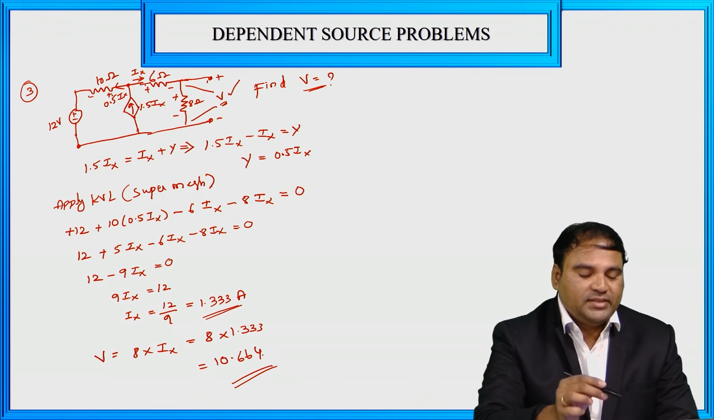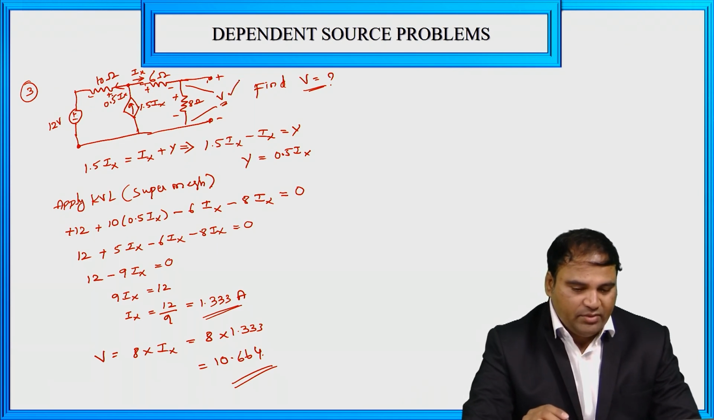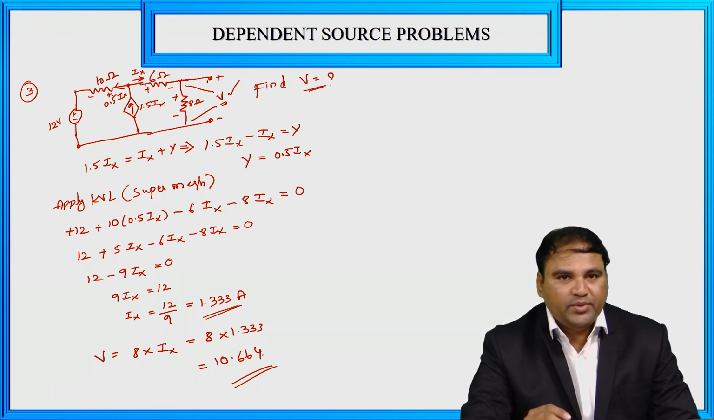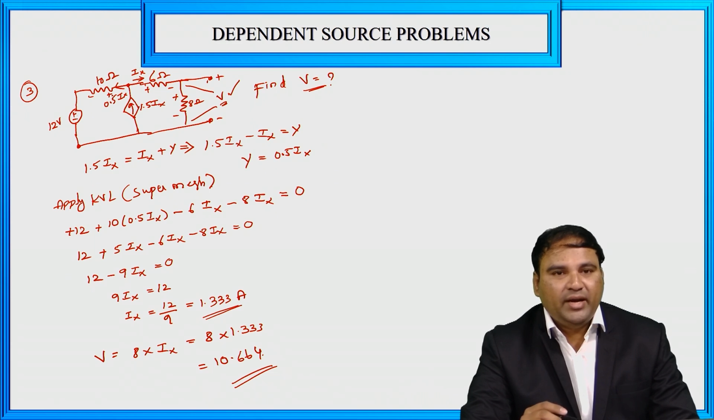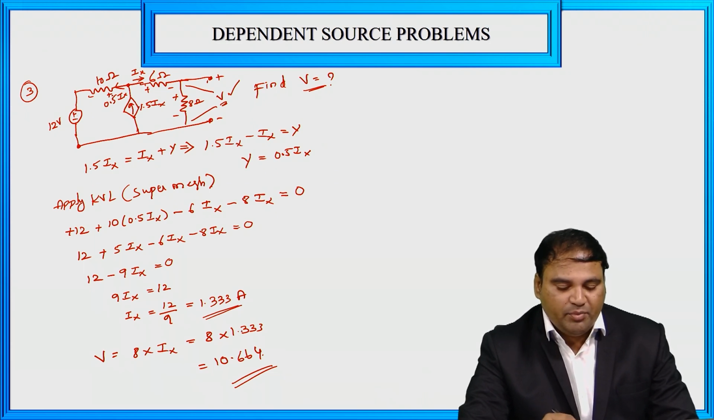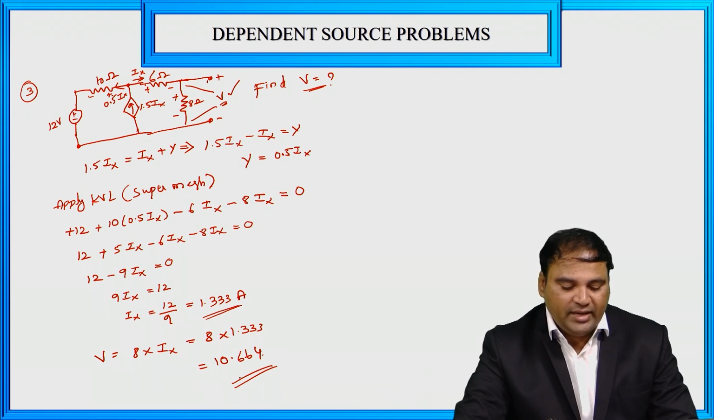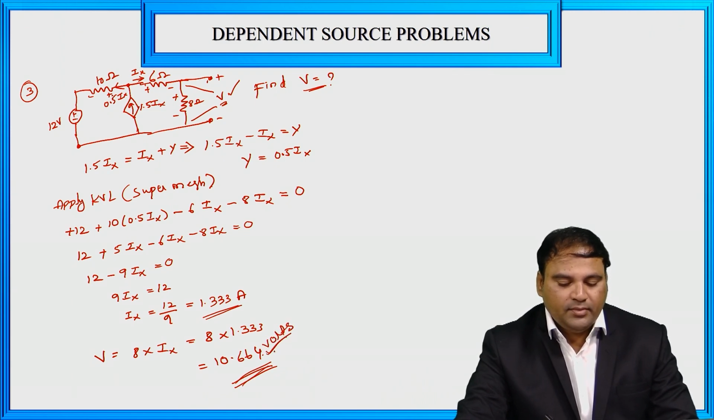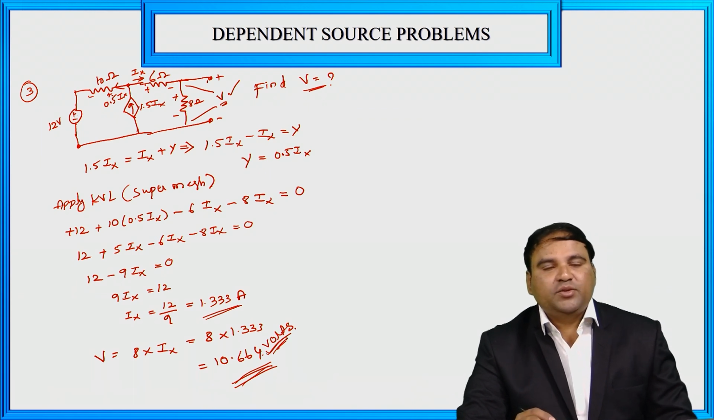Next we have to find out the voltage here. So voltage drop across 8 ohm is equal to, so V equal to 8 into Ix, where Ix is 1.33 into 8, so we'll get 10.664 volts. Here is the dependent source problem.